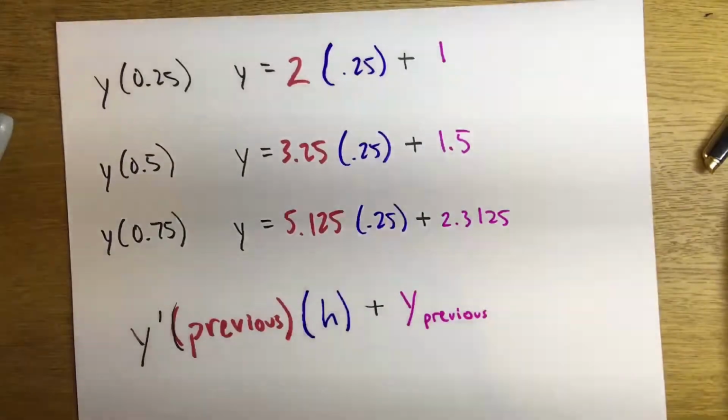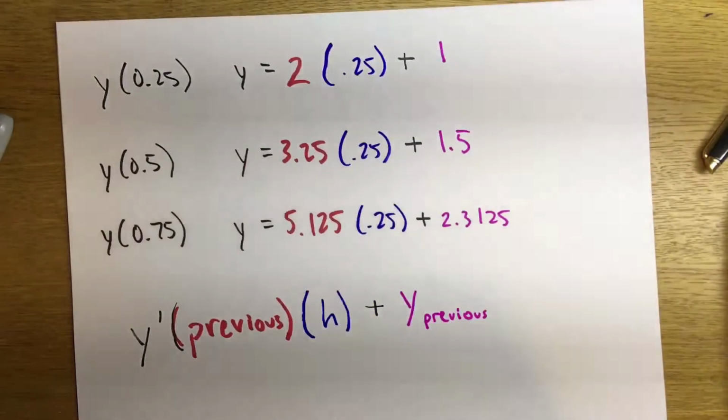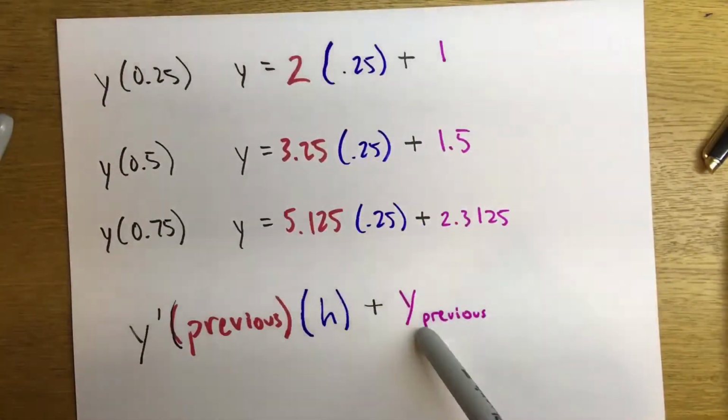Now, if we look back on the three equations, you may notice something similar about each one. Euler's can be simplified into the derivative times the step size plus the previous y value.